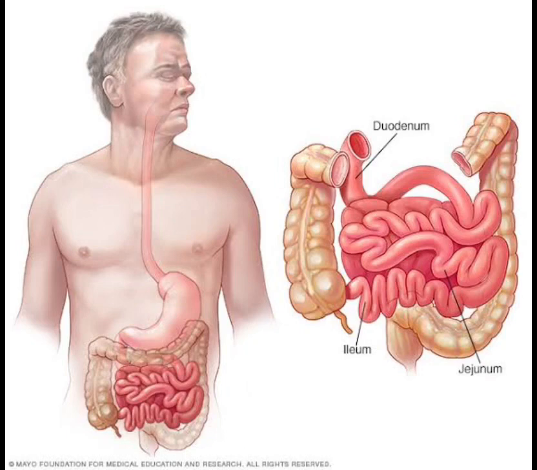Next, the length of the jejunum and the ileum together is about 6 meters, or if you want it in feet, about 20 feet. Of this, the jejunum is 8 feet and the ileum is 12 feet.